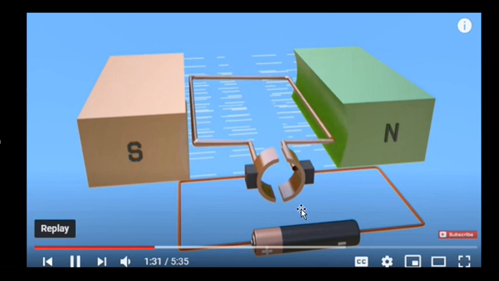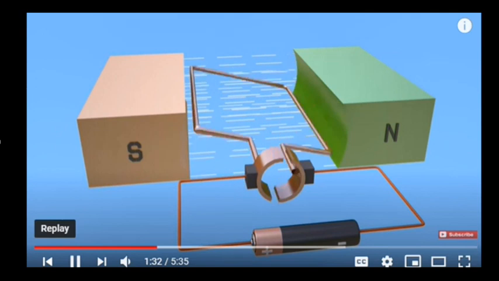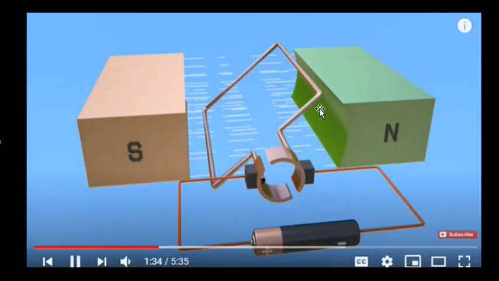So again, a very important point for this lesson. The function of the commutator is that it reverses the direction of flow of current during the rotation, when the coil or the armature, the rotor, is going to change sides, left to right or right to left. In this way, it will succeed to make a complete rotation of 360 degrees, and in this way electrical energy is converted easily into mechanical or kinetic energy.